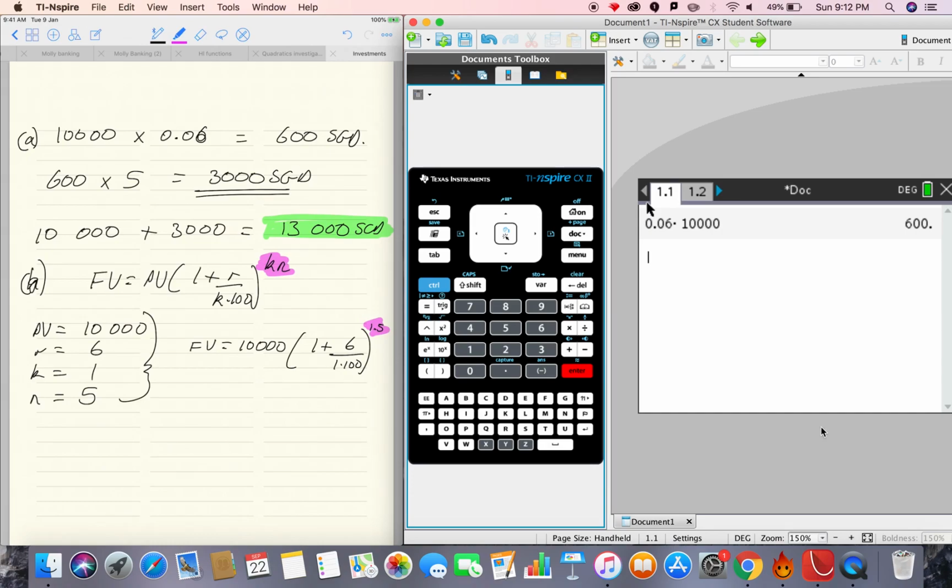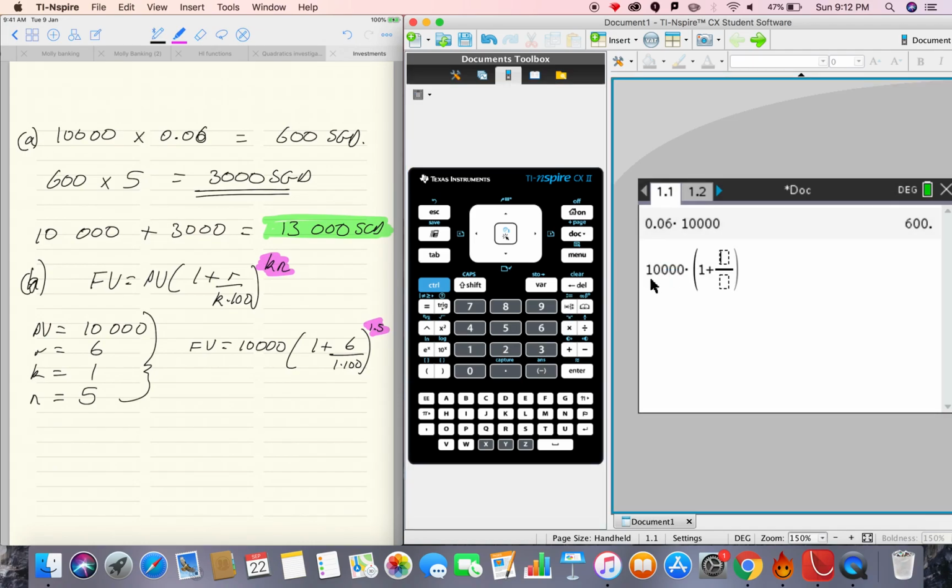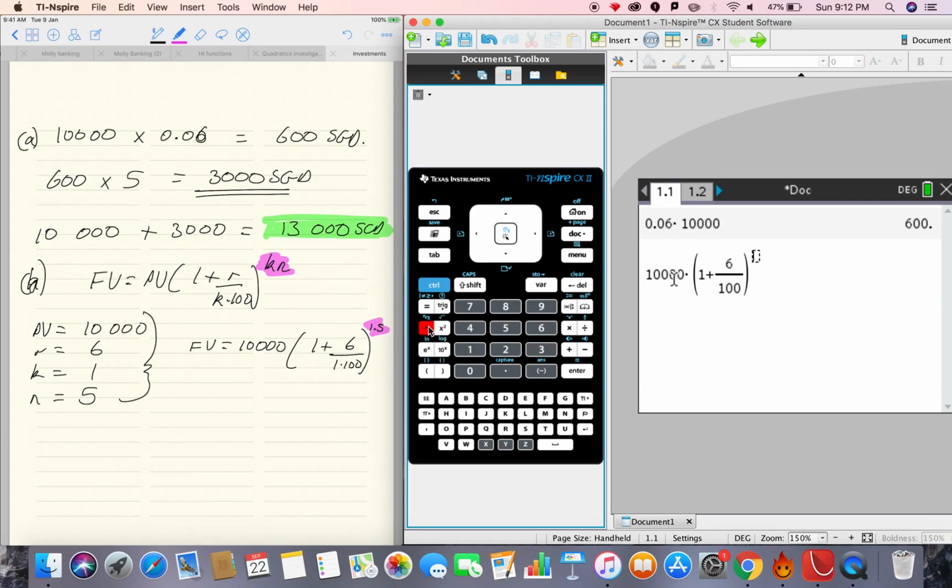So therefore, let's just whip to the calculator, and we're just typing exactly what we can see here: 10,000 times open bracket 1 plus the magic button to get the fraction out, and this is 6 down arrow 100 times 1, which is 100, and then exponent, the little hat, and that's Kn, which is just 5. Boom. Interesting that it gives you the exact value. So the calculator's worked that out as a fraction, which is okay, but it's not much good to us.